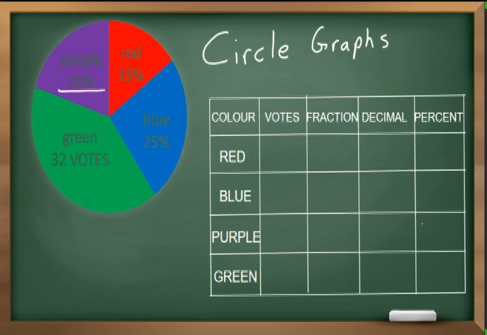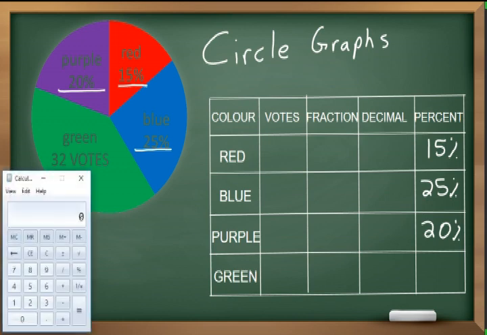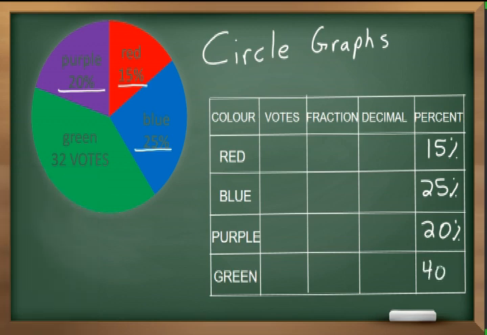As usual, what we do is we just start by filling in whatever information we know. So we start with our percents. We know purple is 20%, blue is 25%, and red is 15%. From there, what we can do is we can figure out the percentage of green just by the missing amount. So percentages out of 100%. So we just take 100, subtract 15, 25, and 20, and we end up getting 40. The last piece of information that the graph gives us is that green has 32 votes, so we can go ahead and fill that in.